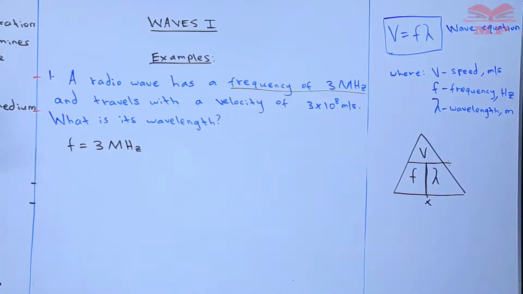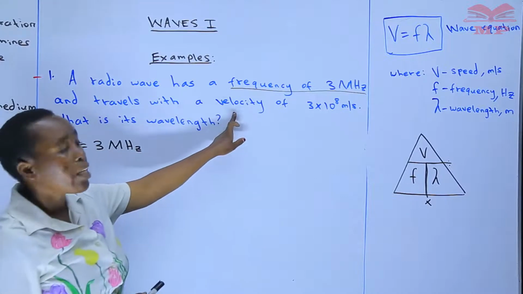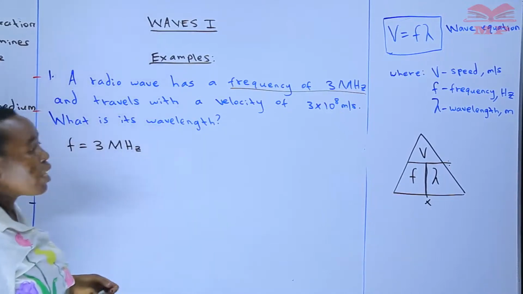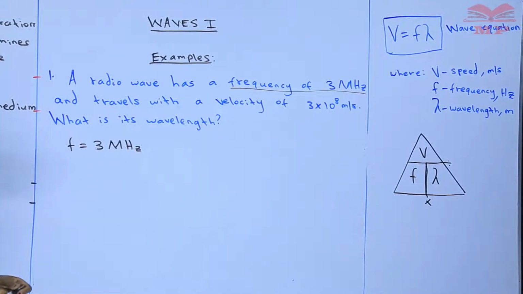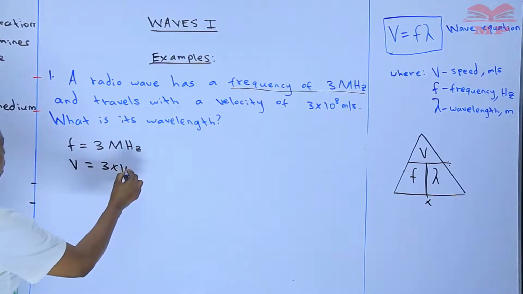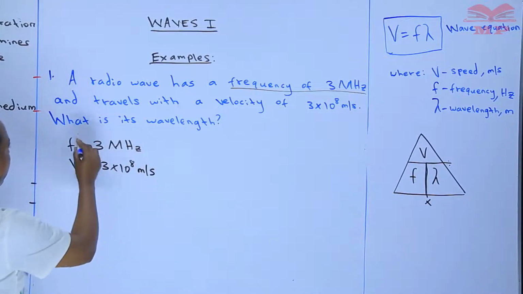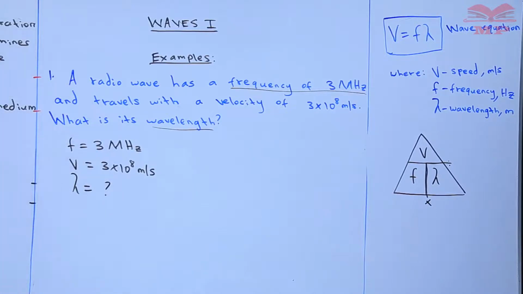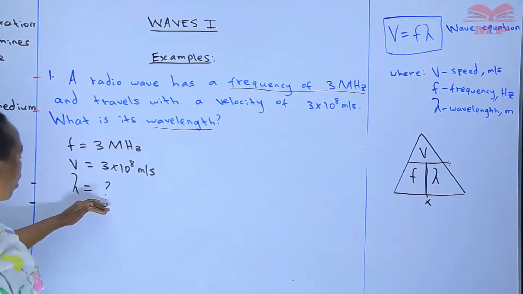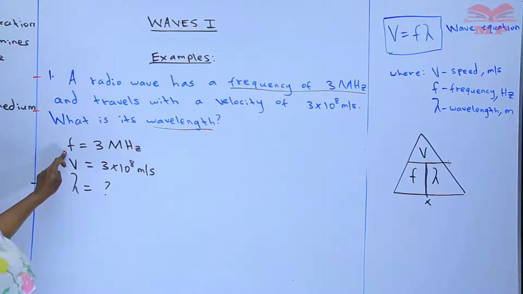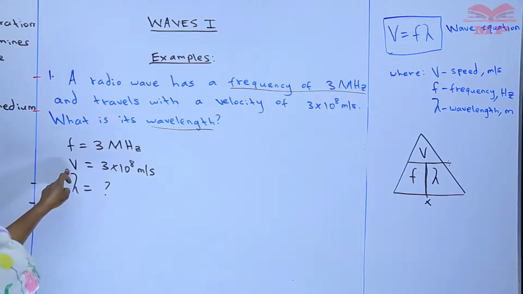Remember, we use velocity or speed. These two are the same, only that velocity is a vector quantity. It has both size and direction, whereas speed has only the magnitude or the size. So we have the velocity or the speed of that wave as 3 times 10 power 8 meters per second. What is in question is the wavelength. Before we calculate the wavelength, we need to ask ourselves, is frequency in its SI unit? Is velocity in its SI unit?